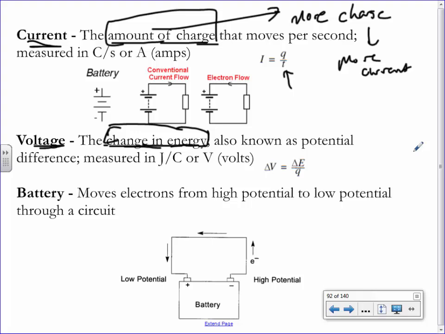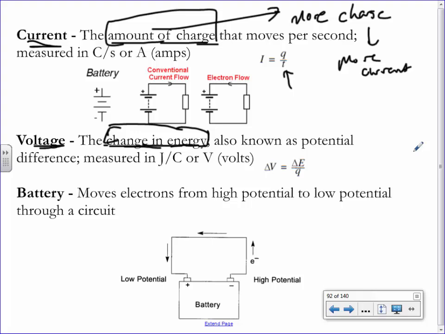If one of you walked down the hallway to the office, that would be a low amount of current. If the entire class walked down the hallway, then that would be a high amount of current. You guys are electrons, by the way, in this analogy. So if you walk down to the office, that's low current. If all of us walk down to the office, that's high current.